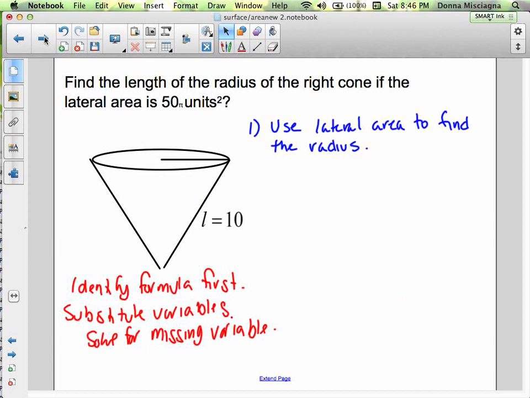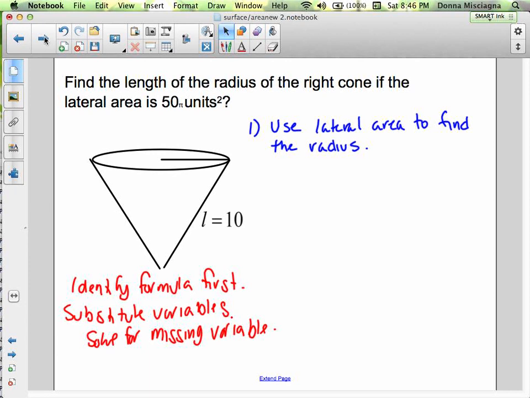All right, so here we have the length of the radius. We want to find the length of the radius of our right cone if the lateral area is 50 units squared. So we're going to use lateral area to find the radius. Make sure you identify your formula first. So add this to your notes.